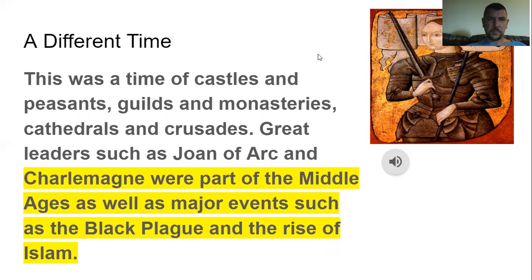A different time. This was a time of castles and peasants, guilds and monasteries, cathedrals and crusades. Great leaders such as Joan of Arc and Charlemagne were part of the Middle Ages, as well as major events such as the Black Plague and the rise of Islam.